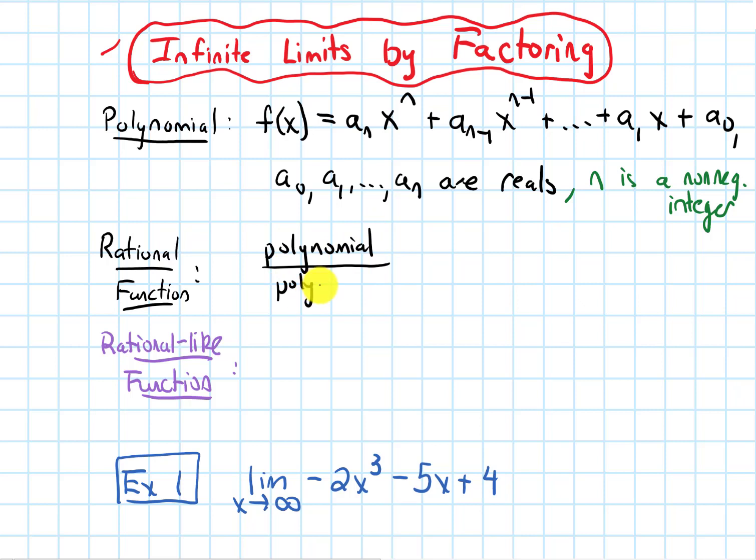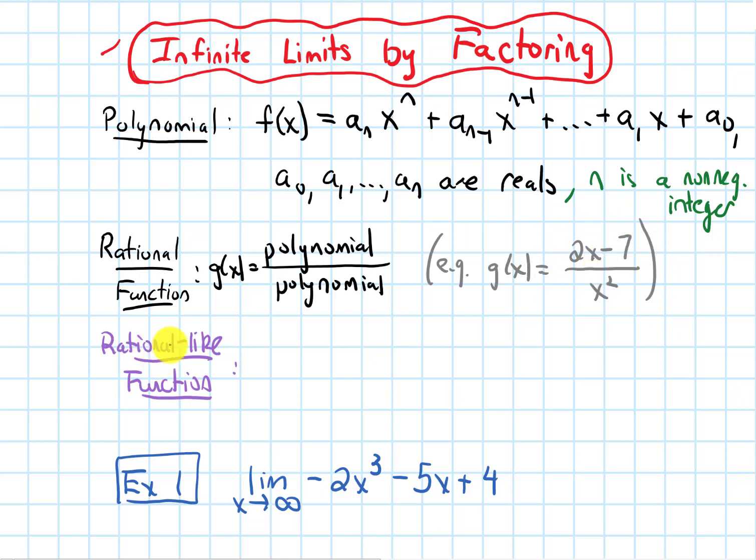A rational function is a function of the form polynomial over a polynomial. Maybe I'll call this one g of x. Let's give an example. For example, g of x equals 2x minus 7, that's a polynomial, divided by x squared, another polynomial. That would make a rational function.